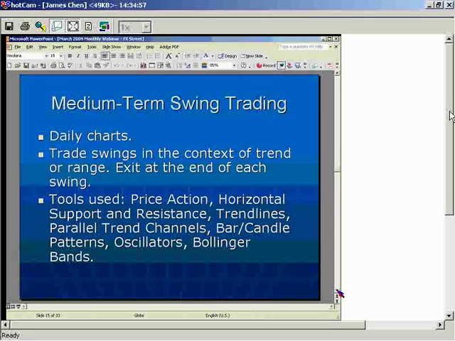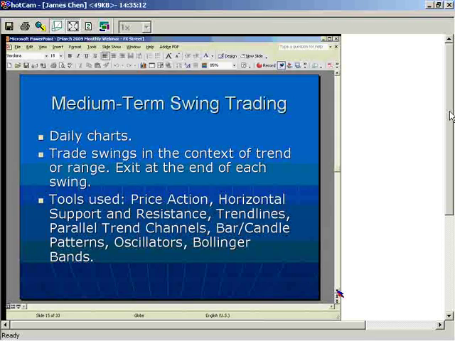You would look at either, for example, a trend channel or a horizontal range, support and resistance, or you would look at an oscillator when it goes to the other side. Okay, that's the way I use oscillators.